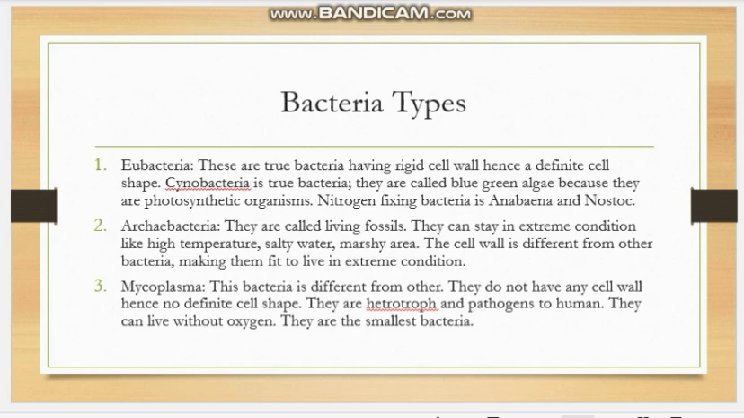The last one is the Mycoplasma. Mycoplasma is the smallest bacteria and they are quite different from other bacteria because they don't have any cell wall, and so they don't have any definite cell shape. They are heterotrophs and pathogens to humans. They can live without oxygen. So it is not a true bacteria in the true sense. This is a very typical type of bacteria.